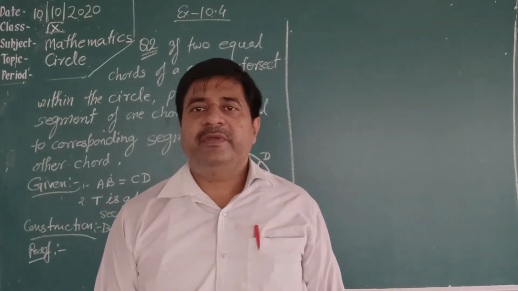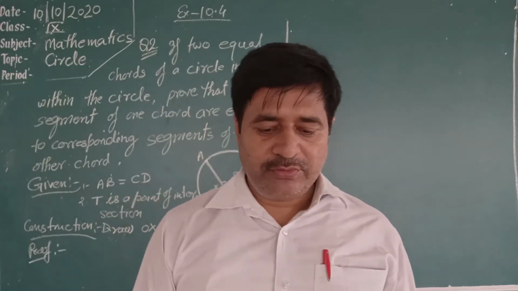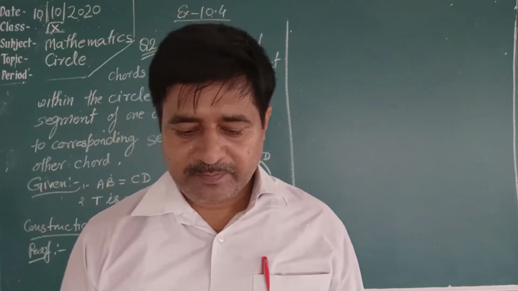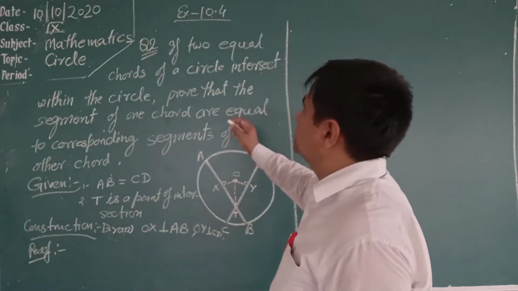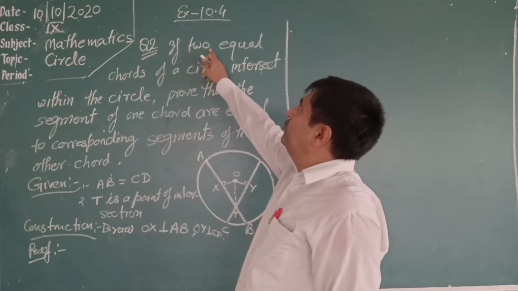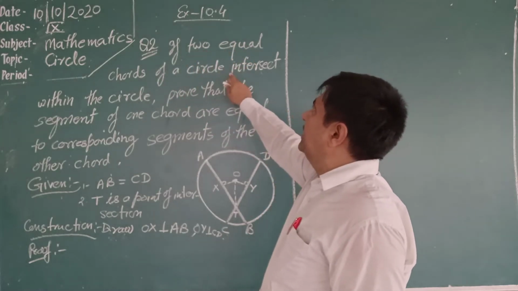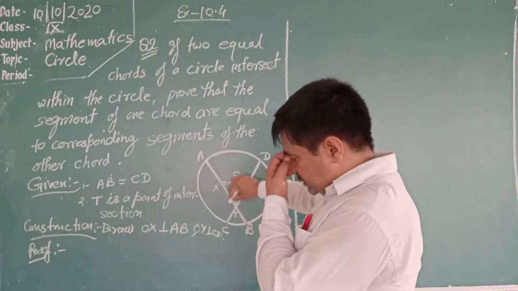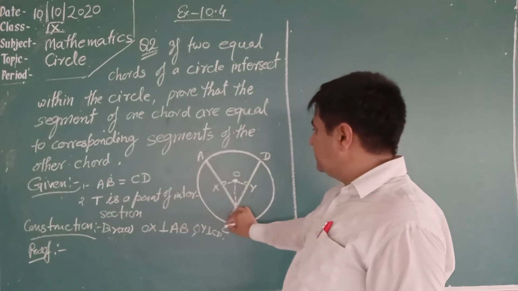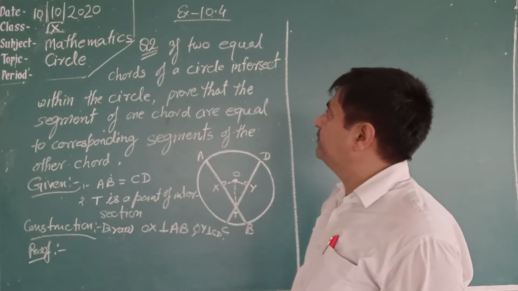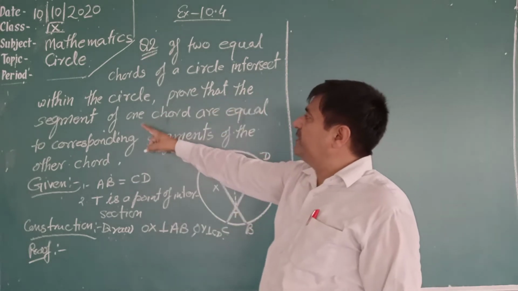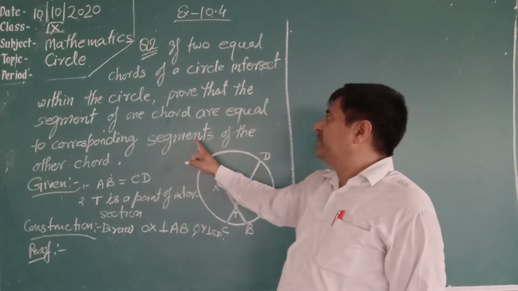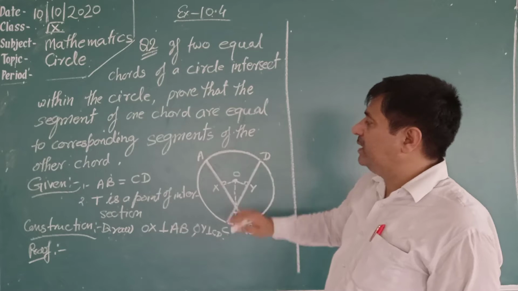Today I will teach you the second question of exercise 10.4. In this question it is given that if two equal chords of a circle intersect within the circle, AB and CD intersect at a point T. Prove that the segments of one chord are equal to the corresponding segments of the other chord.